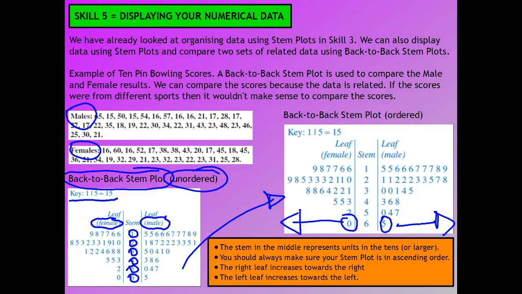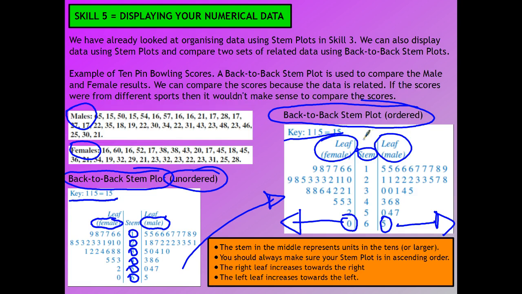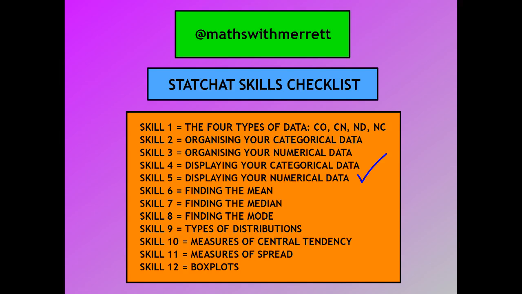So always make sure that you finish off with your back-to-back stem plot in order. Make sure there's the key. We've clearly labelled the leaves and the stems, and the values are increasing as they go away from the stem on each side. The points are outlined here in the orange table below. And that's skill 5, all done. Boom!